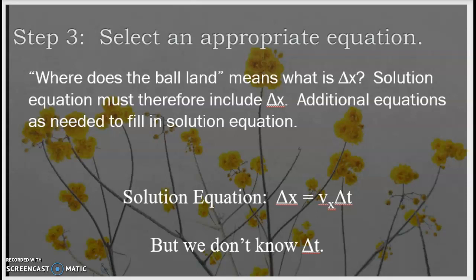But we have a problem. We don't know delta t. We know our Vx, but we've got two equations and we have two unknowns. So we need another equation to use, and we're going to have to think about what we're going to do.